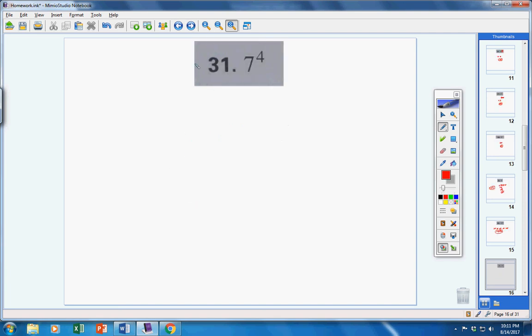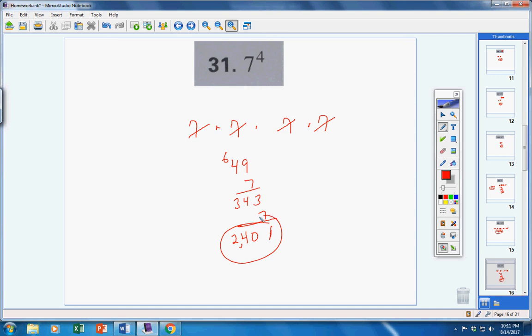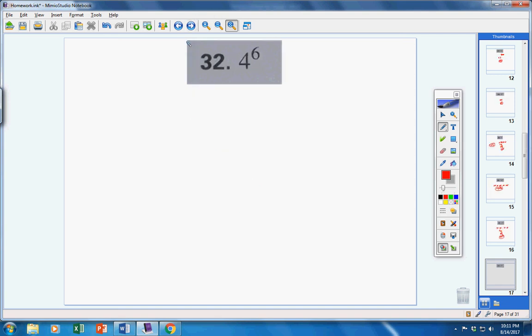Alright, 31. 7 to the 4th power, so we're going to write the 7 4 times. And here we go. 7 times 7 is 49. Times 7 is 343. I think that's correct. Let me type it in my calculator and make sure that's right. And the answer is correct. 7 times 7 times 7 times 7 is 2,401.